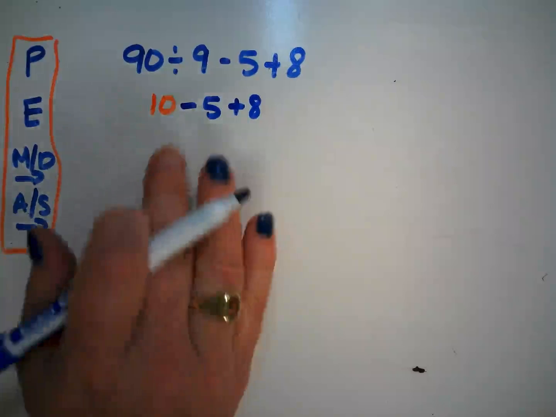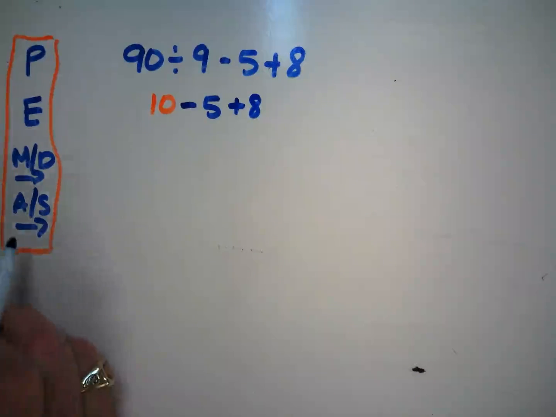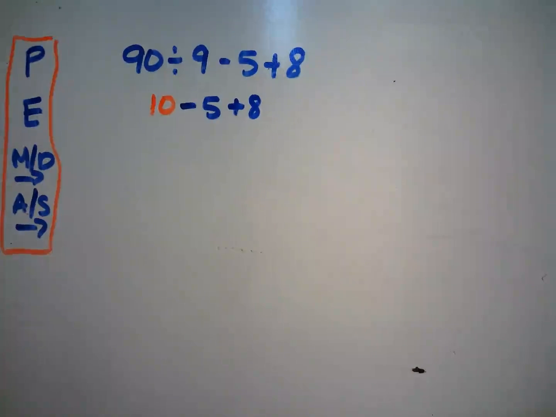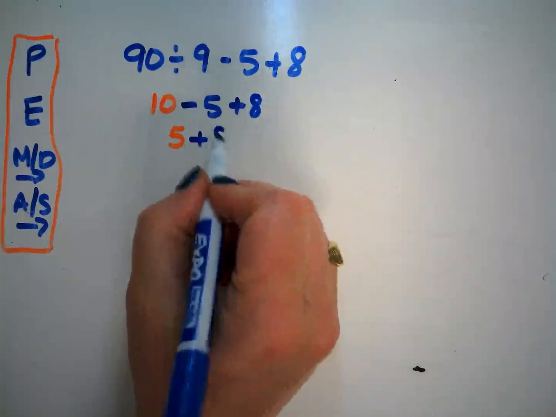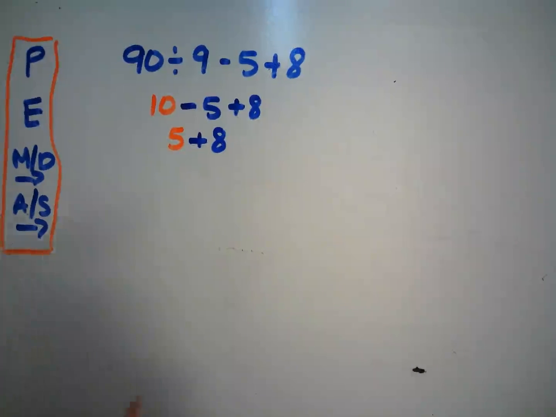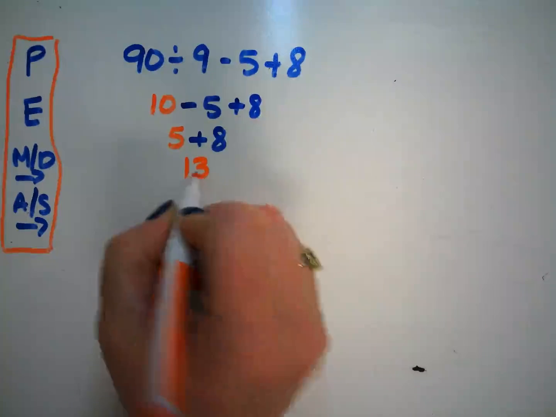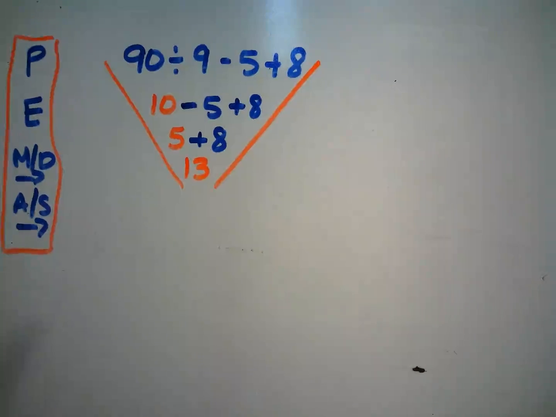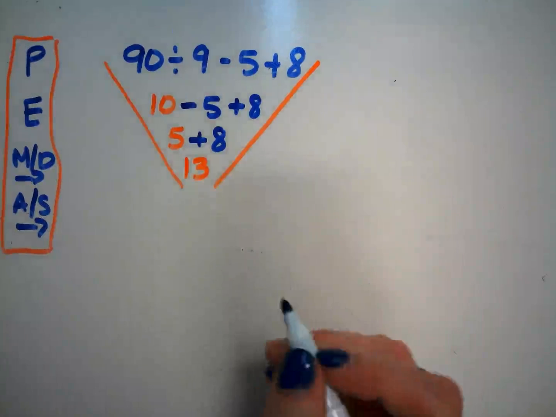Okay, then we know that adding and subtracting are a group, and we go from left to right. So this part is going to hit first. So 10 minus 5 is 5. Everything else stays the same. And the final answer to this particular problem is 13. Notice again, it makes a nice little funnel. Okay, I'm going to do the next problem over here just so you can see how they're related.